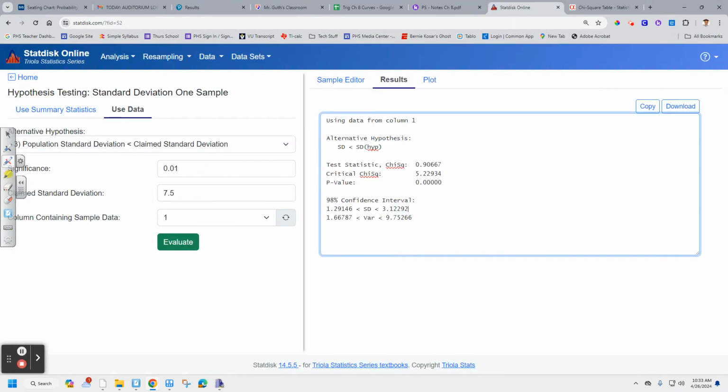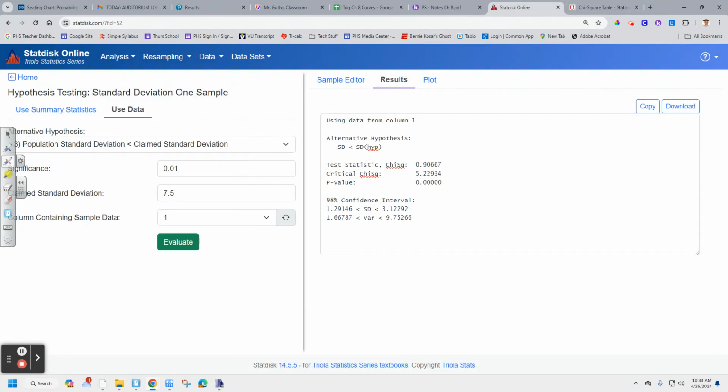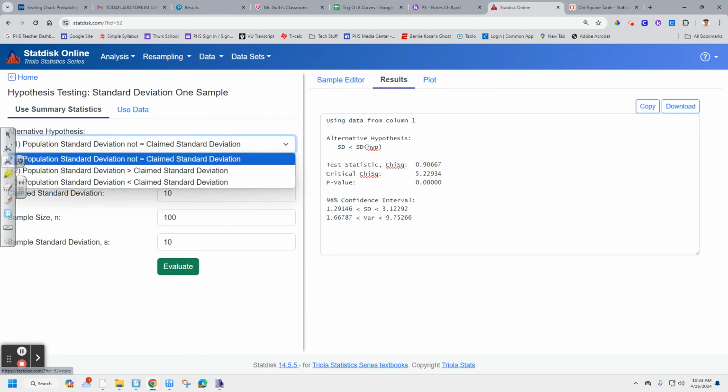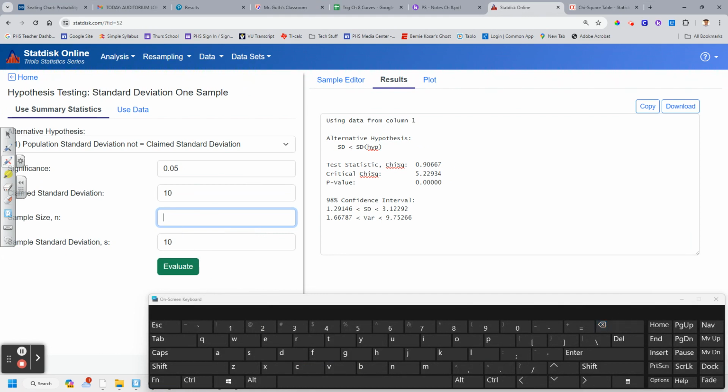So I'm going to do analysis. Oh, we're already on this, right? I'm going to use summary statistics. We want to choose the equals, and the significance 0.05, and the claimed standard deviation was 10. Okay, it's already on 10. The sample size, did you catch that? What was the sample size in this problem? 31, very good. And the sample standard deviation they gave to us was 12.1.